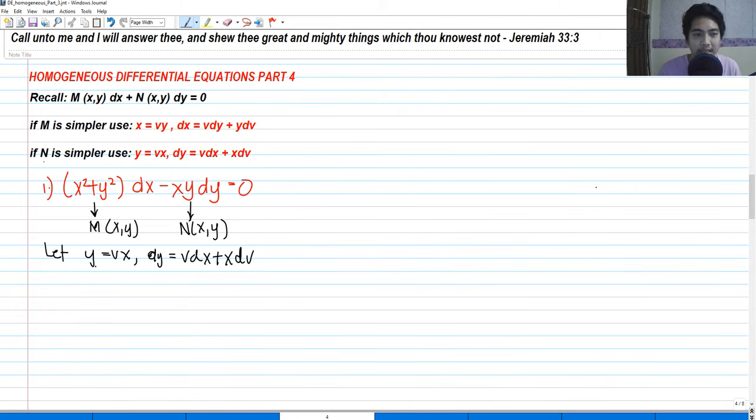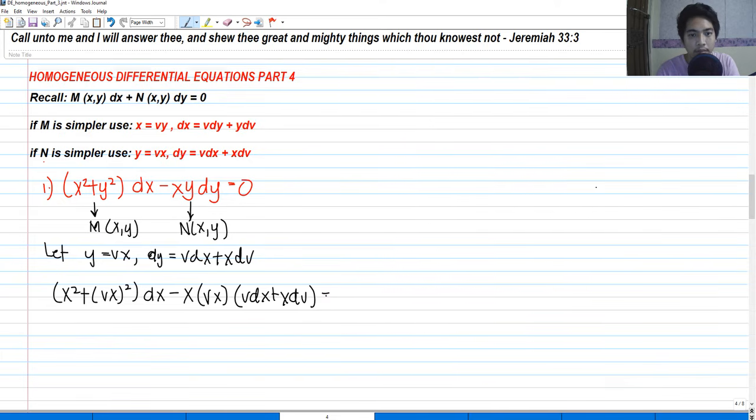Okay, so basically we are going to substitute all of the y with vx and dy with v dx plus x dv. So we have x squared plus vx, because that is y, and it is squared, so we have dx, minus x multiplied by y, which is vx. And we have dy, so we simply substitute it with v dx plus x dv equals 0.